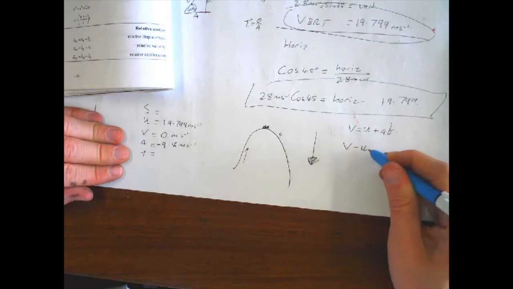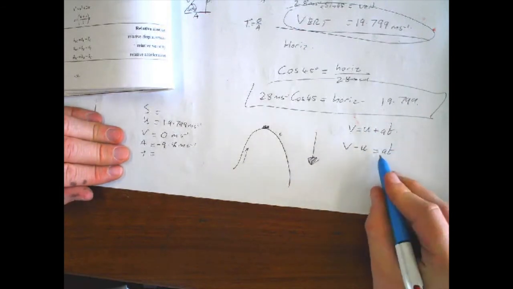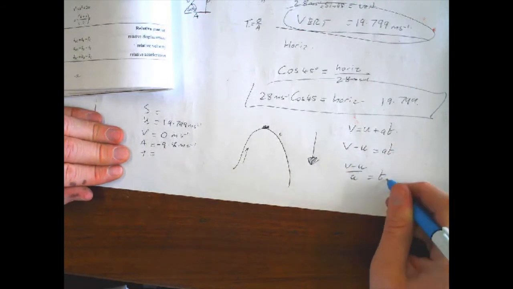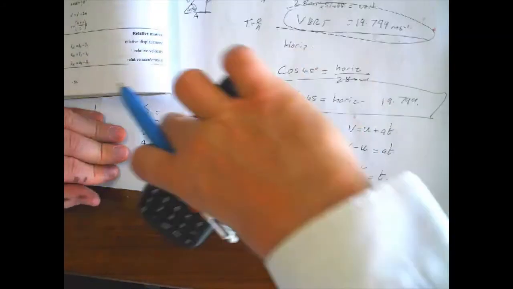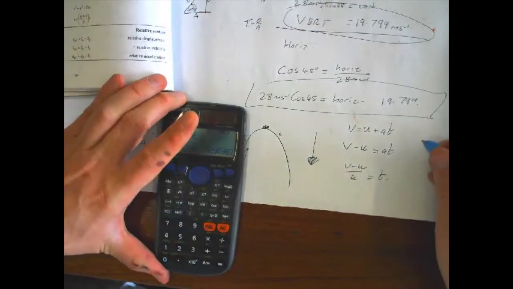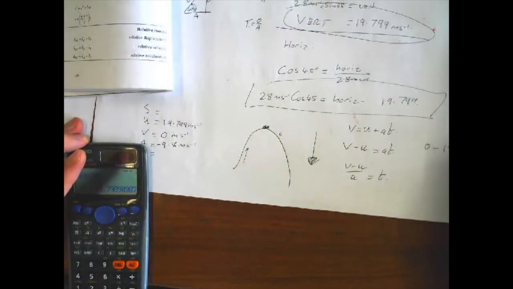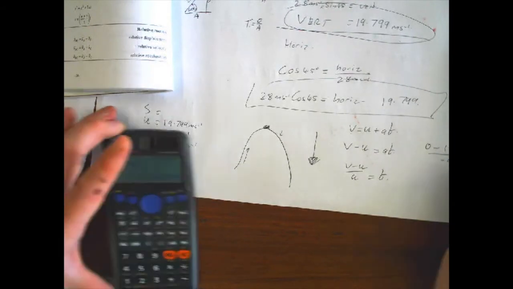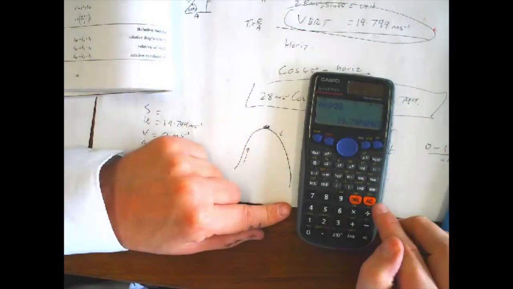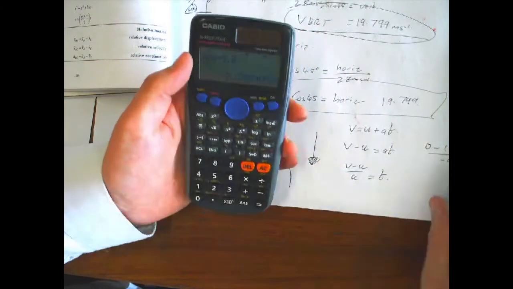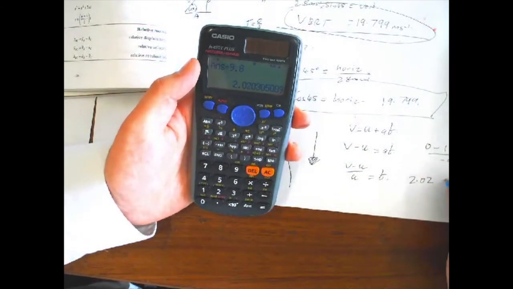So let's rearrange this. V, bring the U across, V minus U is equal to AT. Let's get what we need on one side, which is the T. So V minus U divided by A will give us our time. V minus U is 0 minus 19.799 meters per second, divided by minus 9.8 meters per second squared. I'm going to go more precise and use our answer that was already there. Divided by 9.8 gives me a time of 2.02 seconds.